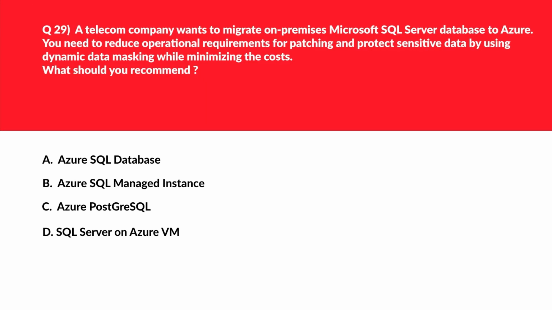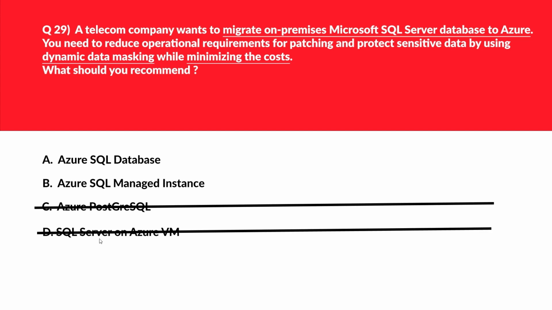Okay, interesting question and somewhat related to databases this time. Let's look at options C and D. C says Azure PostgreSQL, D says SQL Server on Azure Virtual Machine. Since only Azure SQL Database and Azure SQL Managed Instance support dynamic masking as asked in the question, C and D are out. Only qualified options are A and B, and the interesting part is we have to choose the better option because both will work. As per the question, it's written minimize the cost as well.